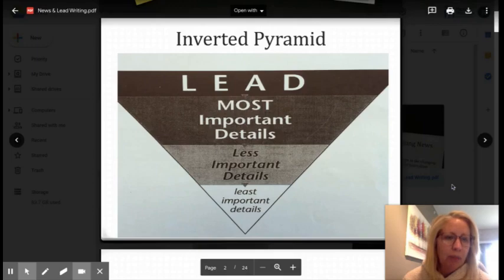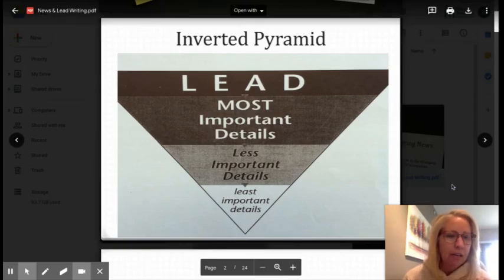In journalistic writing, paragraphs are never longer than 3 to 4 sentences. I'll say that one more time. In journalistic writing, paragraphs are never more than 3 to 4 sentences. You could have a 1-sentence paragraph for emphasis.